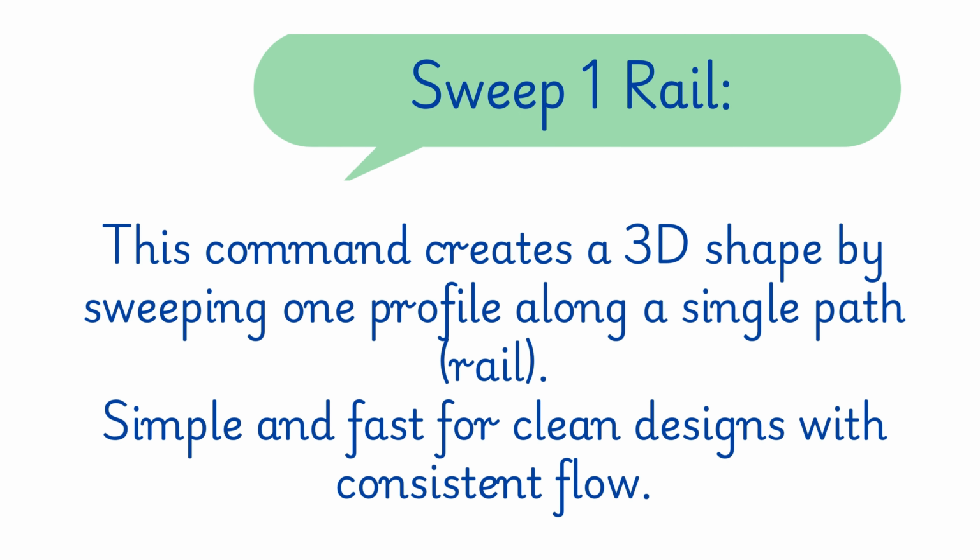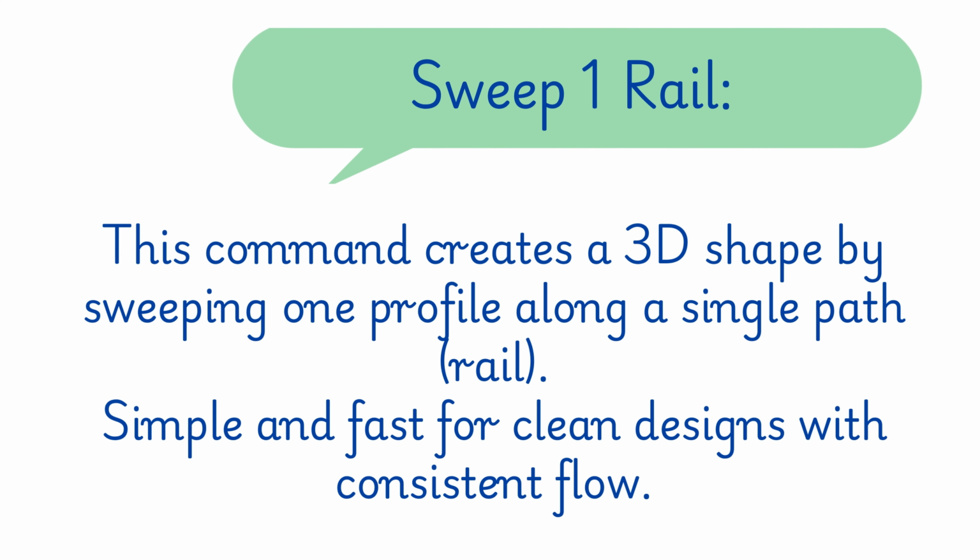Sweep 1 rail. This command creates a 3D shape by sweeping one profile along a single path rail. Simple and fast for clean designs with consistent flow.